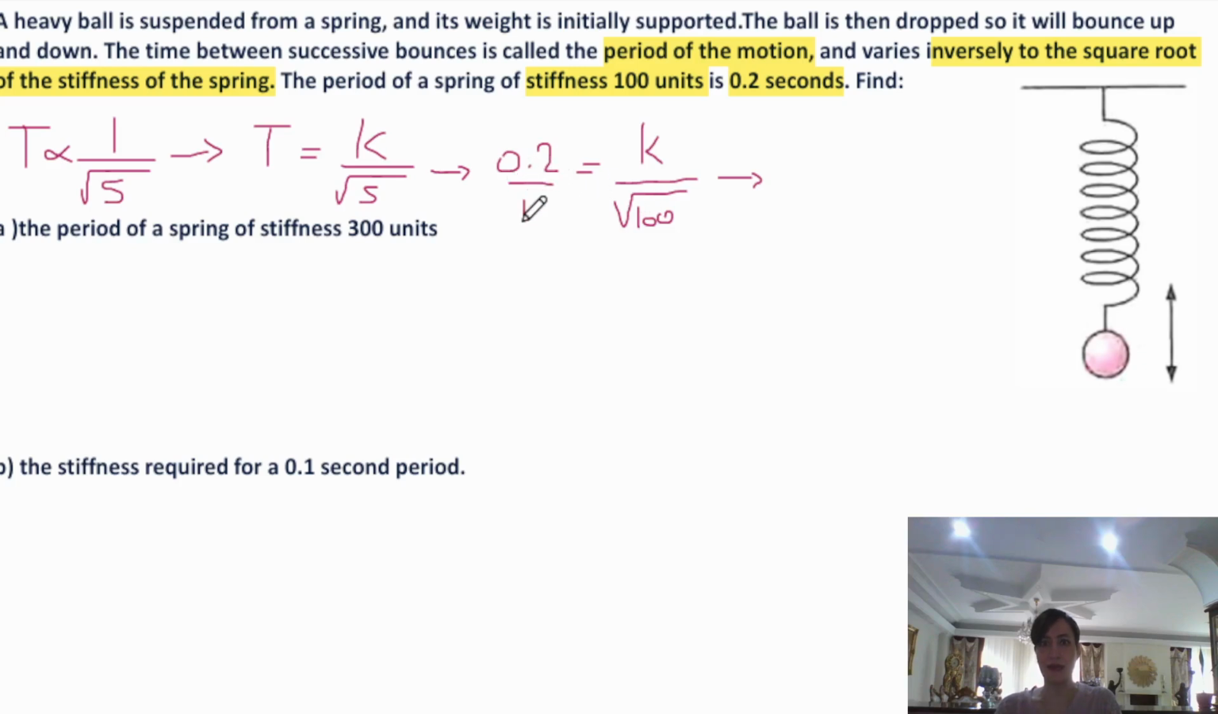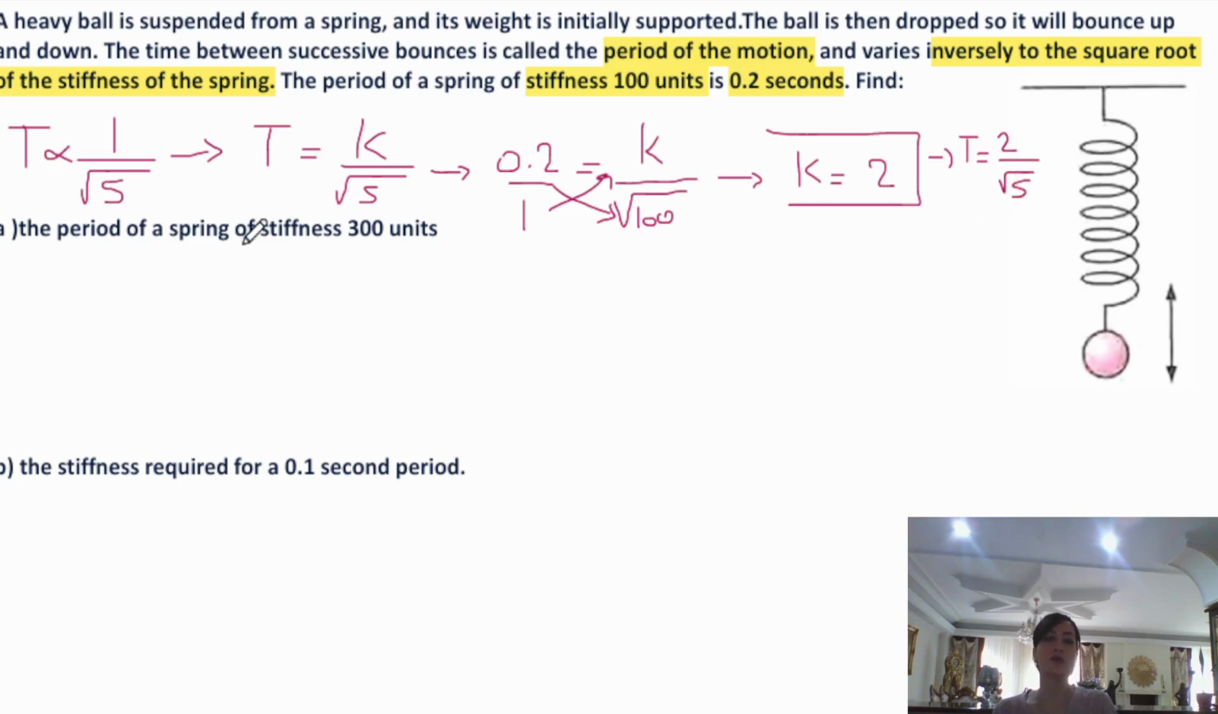And if I do this cross multiplication, K equals 0.2 times 10, which gives me 2. So I found the formula. The formula always is T equals 2 over the square root of S.